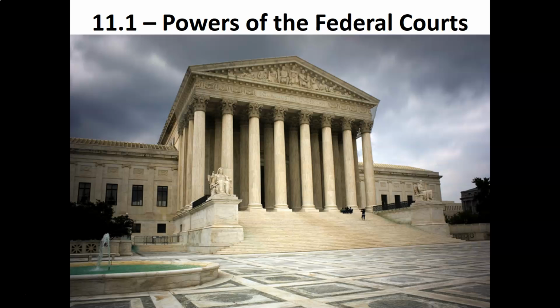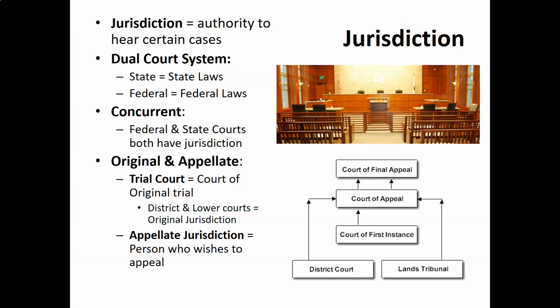We're going to talk about the powers of the federal courts here in section 1 of chapter 11. And if you can see on screen, this is the actual U.S. Supreme Court building. All right, so let's first talk about the jurisdictions of our courts. If you don't know what a jurisdiction is, it's the authority to hear certain cases. So, if you have jurisdiction over that type of case, then you can hear that case, or if you have jurisdiction in that area, you can rule in that area.